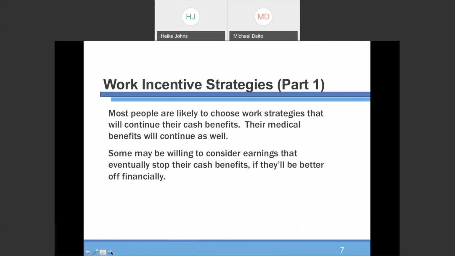So most people who get Title II benefits are most likely going to choose work strategies that will continue their cash benefits. That's especially true for Title II benefits because they're all or nothing. And it's more of a challenge. It's more daunting for people to think about losing their entire benefit than just having it reduced, for example, the way it would be with SSI. If people keep their cash benefits, they keep their medical benefits as well. But some people may be willing to consider working their way off cash benefits if they understand they'll be better off financially and that their medical benefits will continue, even if their cash benefits stop.